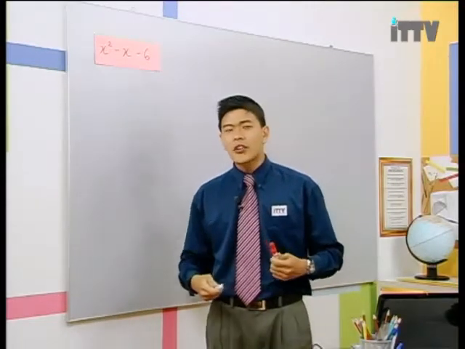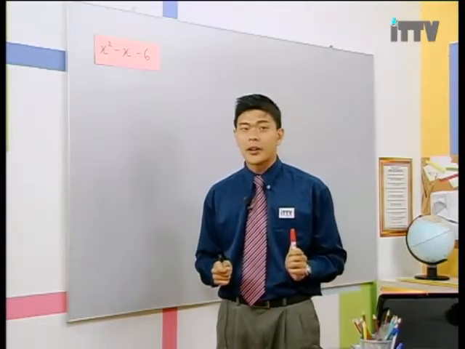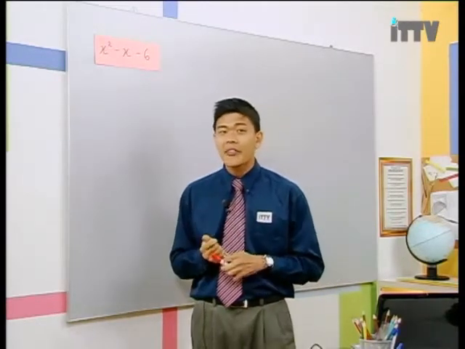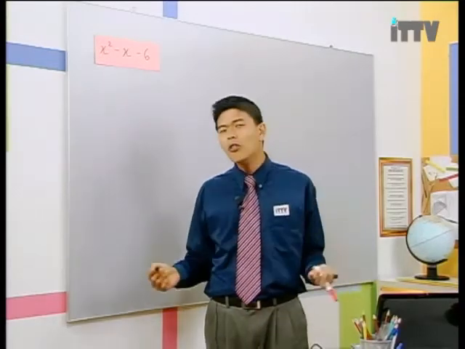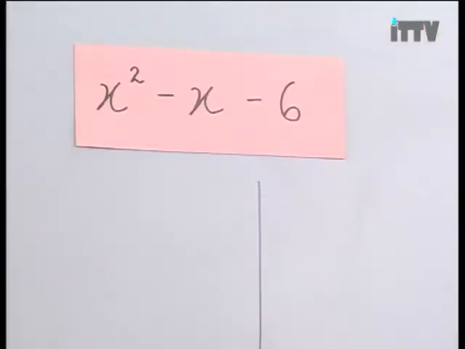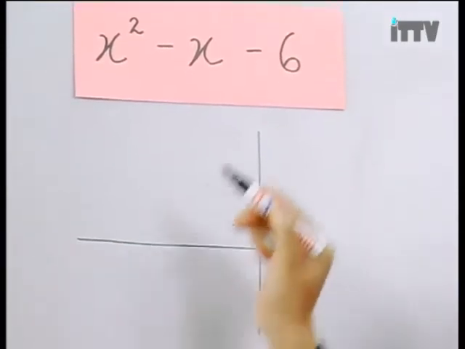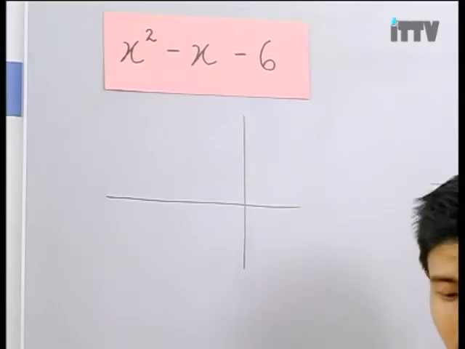So how do we factorize? Remember, you can use the table or the cross method. All right, remember the 5 steps. First of all, draw 2 lines. And how do you draw these 2 lines? Not simply any 2 lines. Draw 2 lines such as this. Okay, 1 line on the horizontal and 1 line on the vertical part.